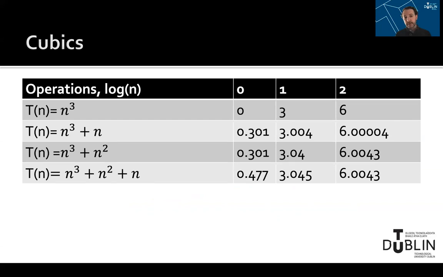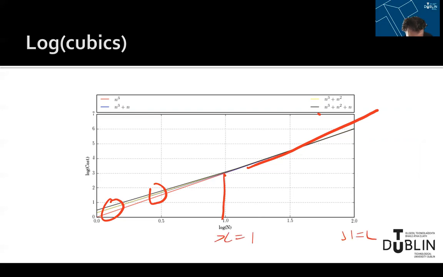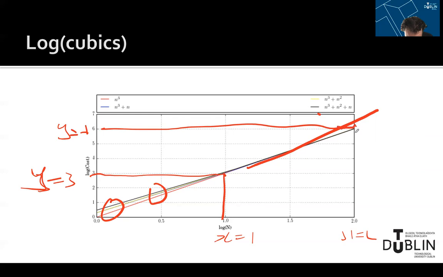And so here's just an example of how order impacts. Here are 3 different cubics: n cubed, n cubed plus n squared, and so on. There is a small difference early on, but then as n gets larger, the cube term dominates, and that's all that matters. And you note here, look at this line. That's x is equal to 1, x is equal to 2. When x is equal to 1, y is equal to 3, and y is equal to 6 when x is equal to 2.